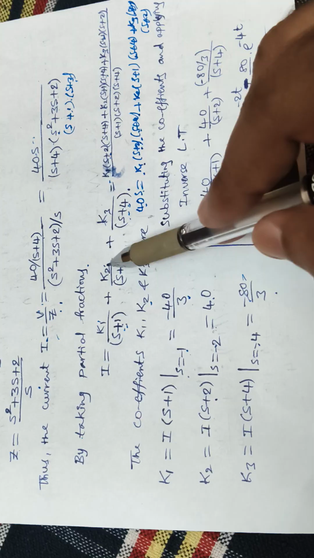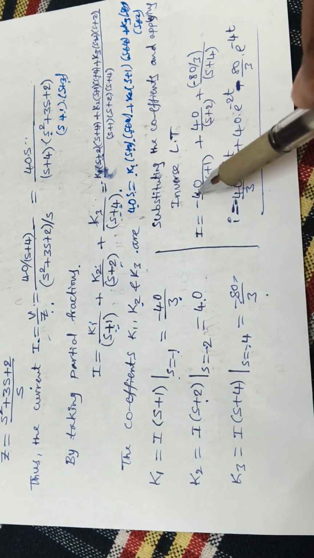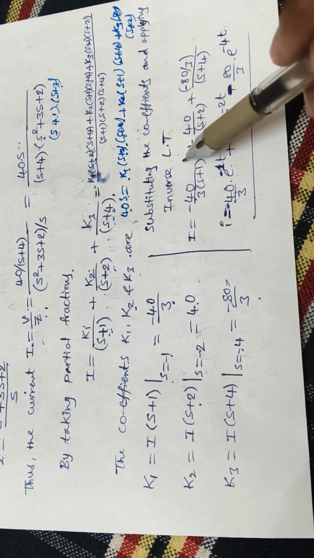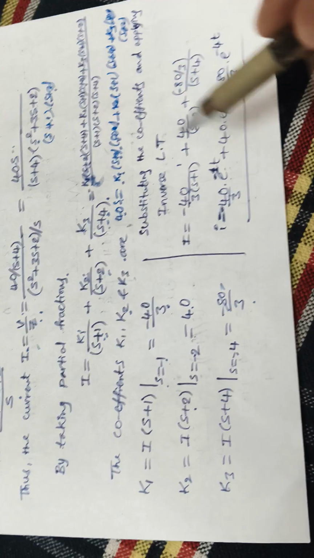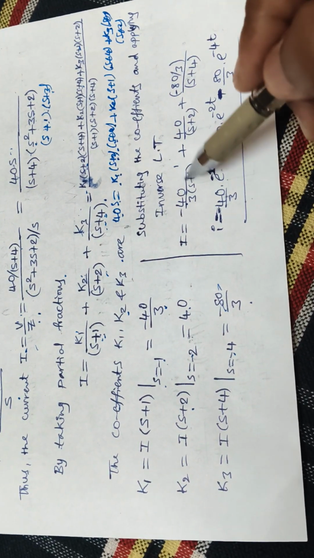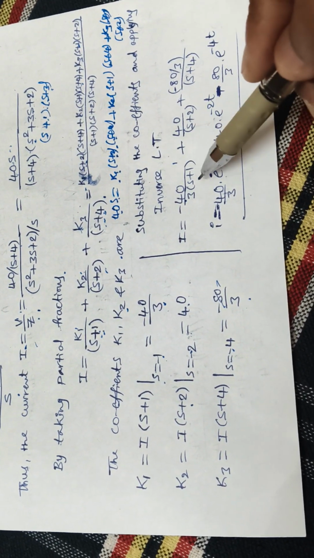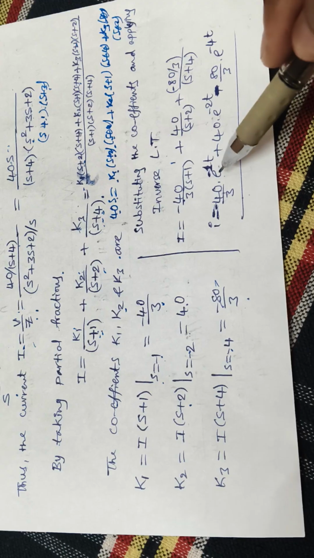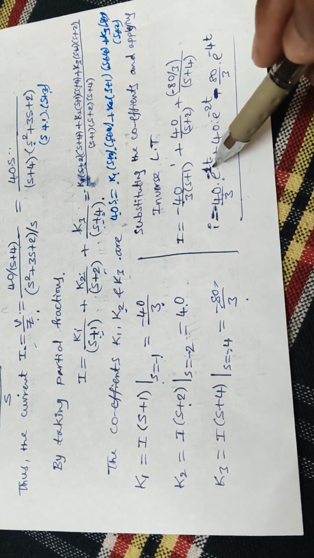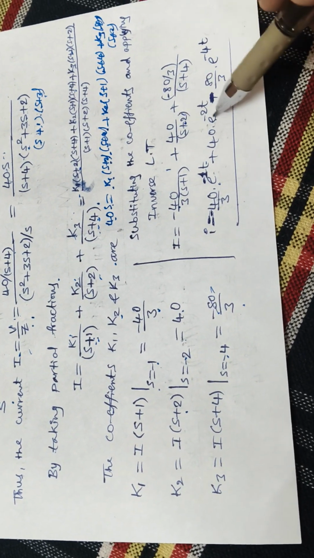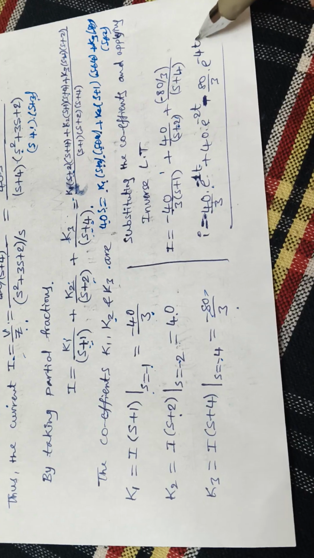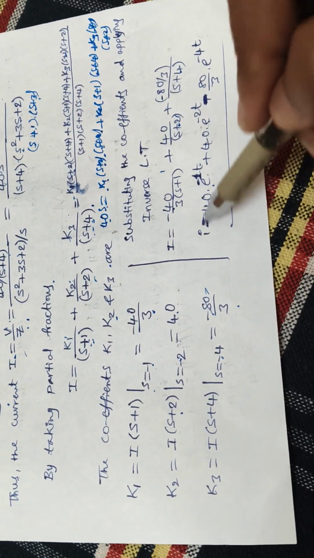Substitute all the K1, K2, K3 values in this equation and you'll get this equation. Now you can apply the inverse Laplace transform. When you apply the inverse Laplace transform, all the individual terms are of the form 1 by S plus A. It will become e power minus t, where A is nothing but 1, then e power minus 2t, e power minus 4t. The coefficients are kept as they are.